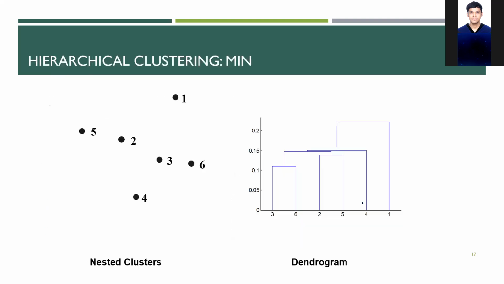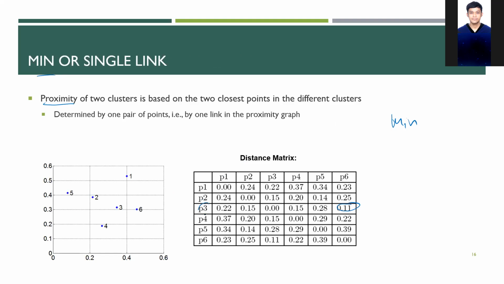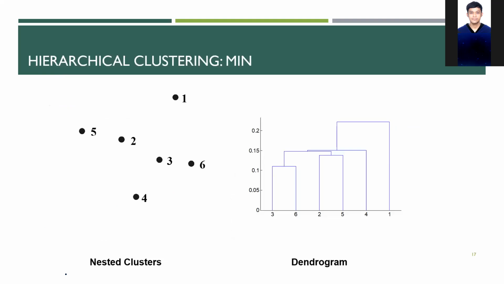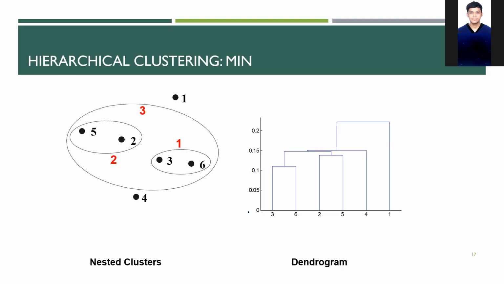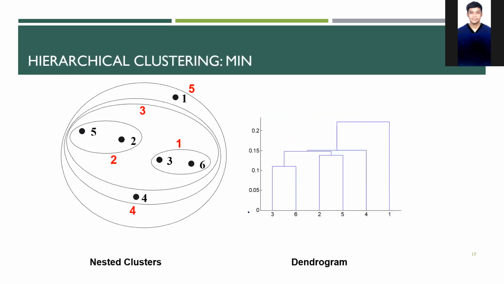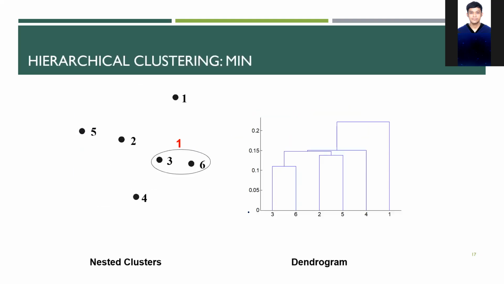0.11. 0.11 belongs to data 3 and data 6. So data 3 and data 6 will be located in one subcluster. Okay. And then 2 and 5 is one subcluster. And then this one, and then this one, and then this one.